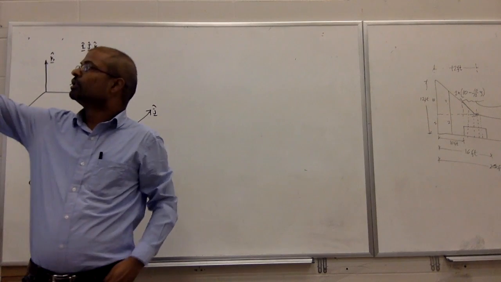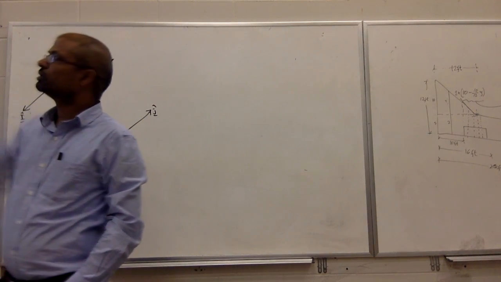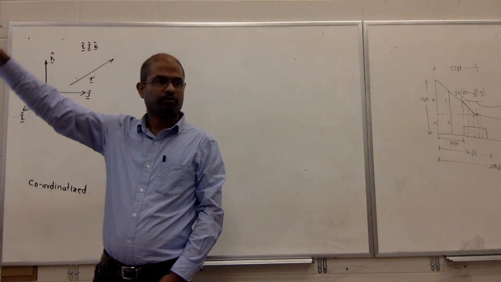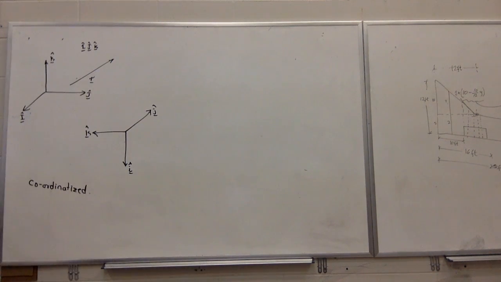So here, this vector R has coordinates in the XYZ frame, the IJK. So this vector R has an X component, a Y component, and a Z component, or in other words, I, J, K. Got it? Everything is clear?